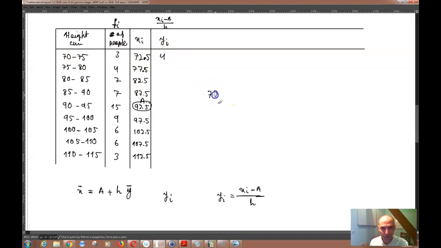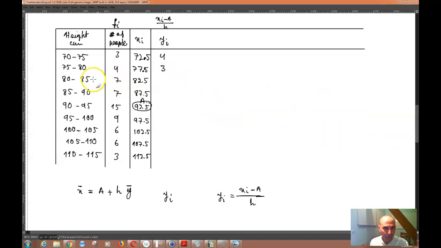77.5 minus 92.5 divided by 5 is what? 92.5 minus 77.5 is 15. 15 divided by 5 is equal to 3. I think this gives us 4, 3, 2, 1, 0, and then 1, 2, 3, 4, something like that. Let's see if that's the case.